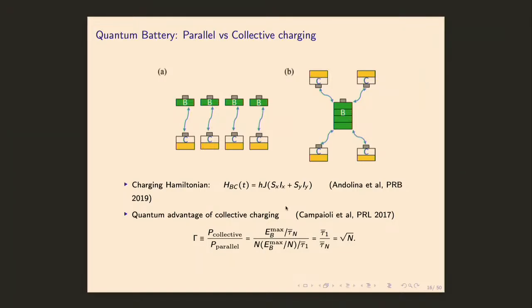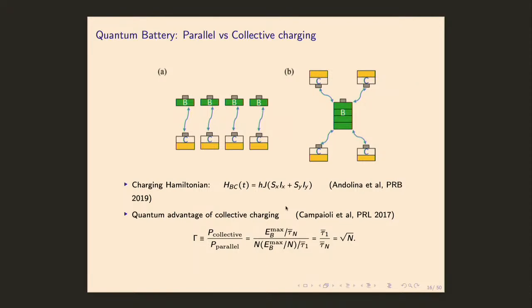In this configuration, which is also called parallel charging, the chargers are not interacting and the battery is also not interacting. Now you can reconfigure the same system into this fashion where you are charging simultaneously one big battery. The total energy is the same, everything is the same. The total energy that is being stored is the same.